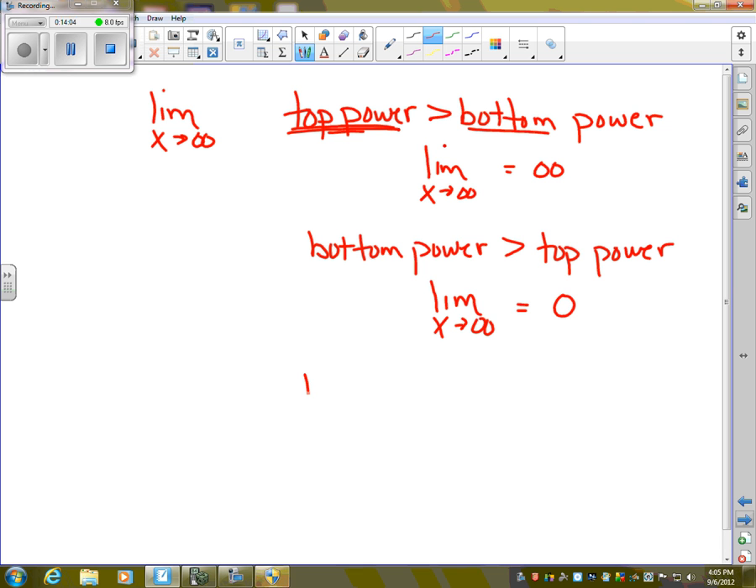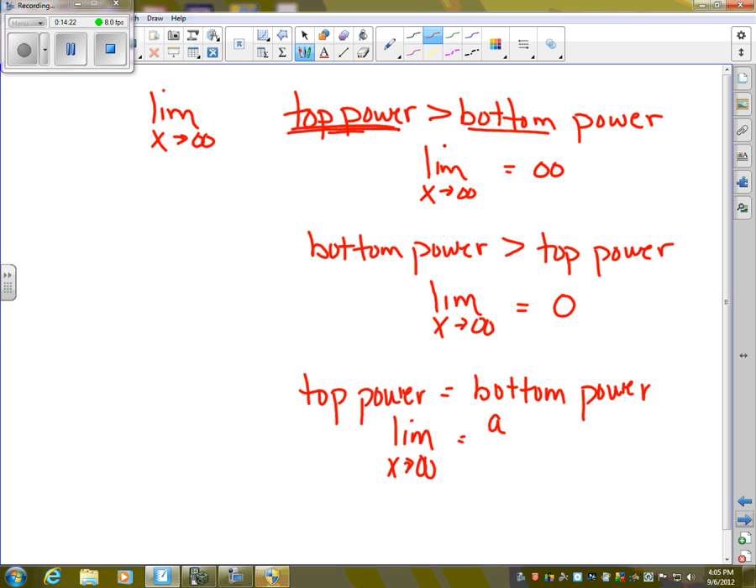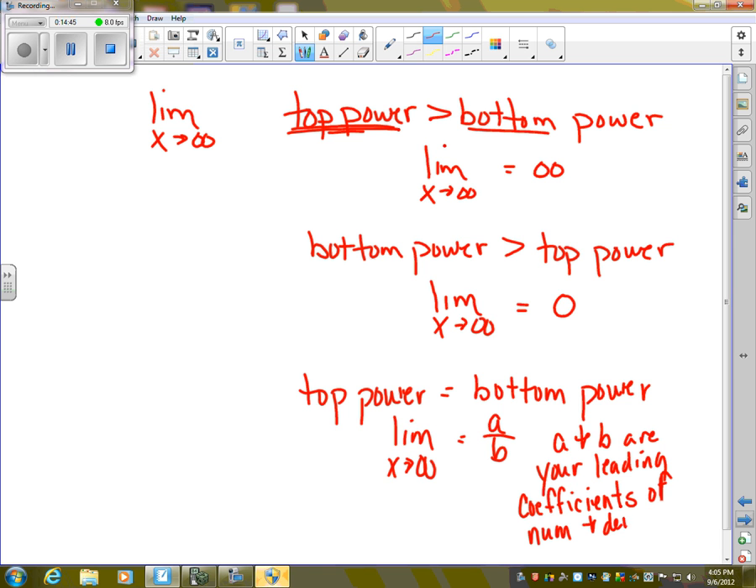And then the last thing that happens is, what if the top power and the bottom power are the same? So you've got x squareds and x squareds, like that last problem. Then the limit as x approaches infinity is going to be some fraction a over b, where a and b are your leading coefficients. So if you've got them in standard form, in decreasing order, then a and b are the leading coefficients of your numerator and your denominator.